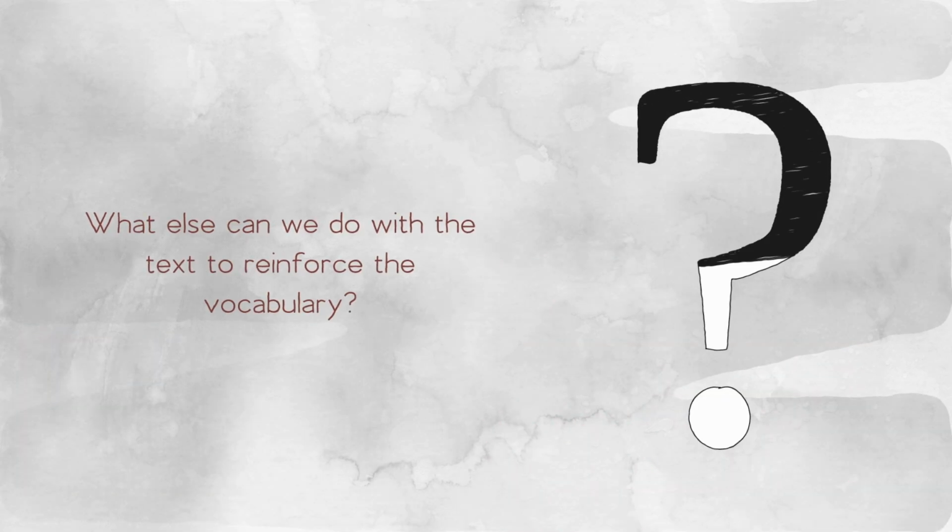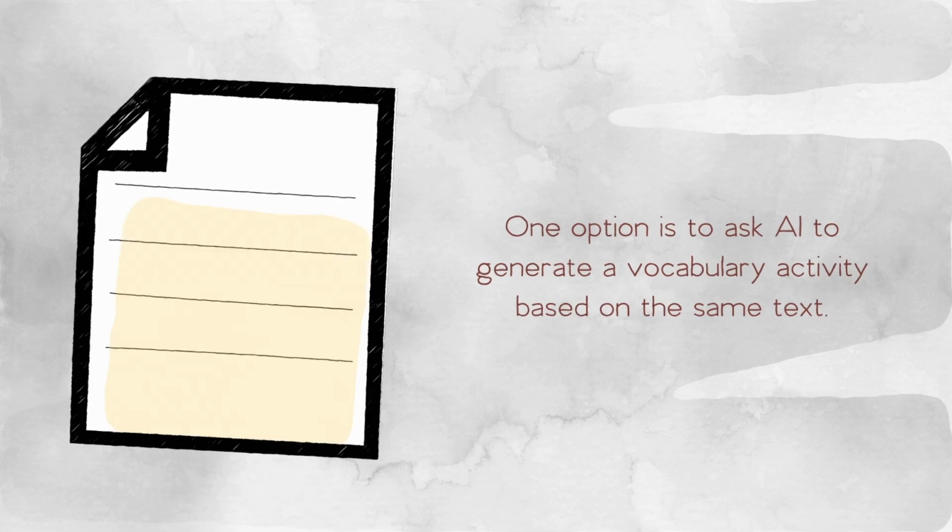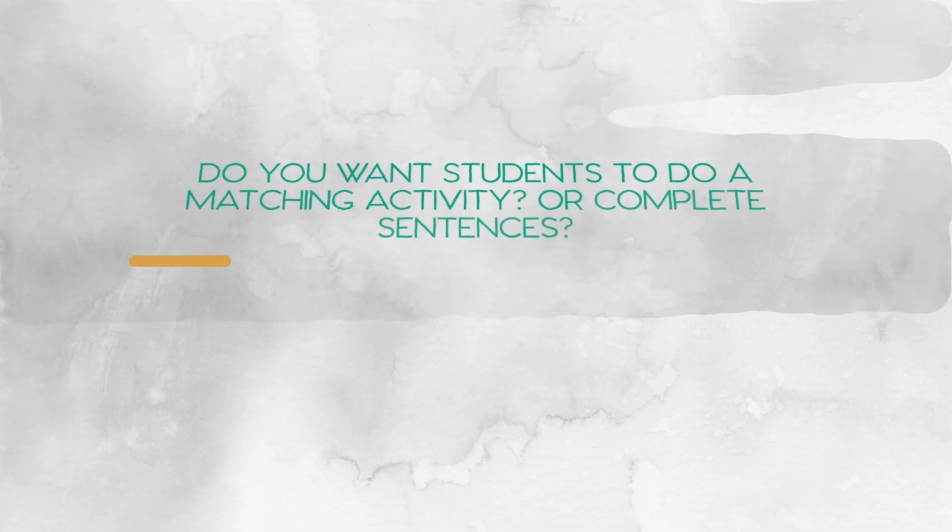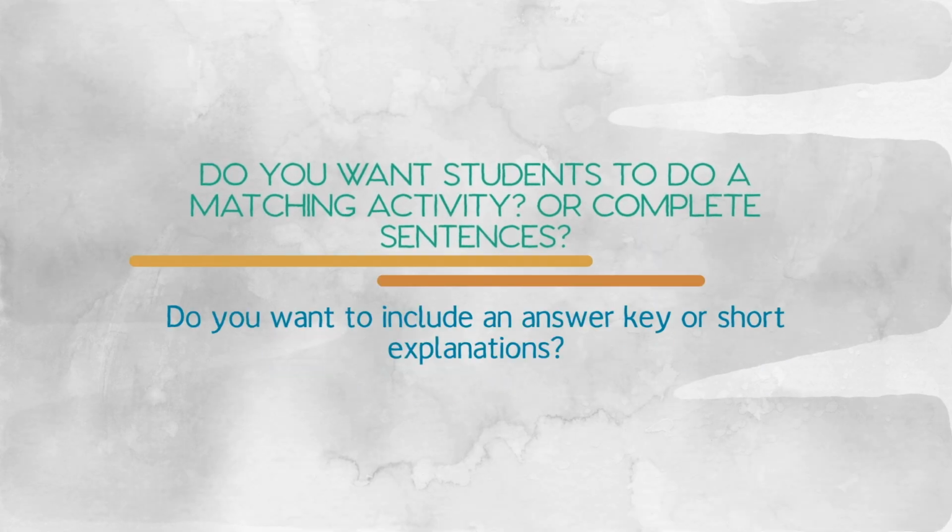Now that we have the reading text, what else can we do with it to reinforce the vocabulary? One option is to ask AI to generate a vocabulary activity based on the same text. Do you want students to do a matching activity or complete sentences? Do you want to include an answer key or short explanations? Make sure to clarify those expectations in your prompt, just as we discussed in episode 2.